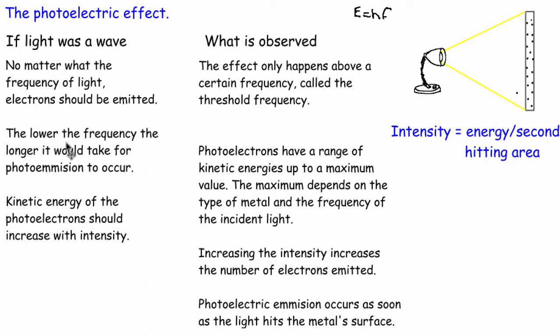If we did change the frequency, if we made the frequency lower, it simply would take longer for photoelectric emission to occur. And the kinetic energy should increase with intensity, and that makes sense if you think about it, because if we increase the intensity, we're increasing the amount of energy that's incident on this metal, and these electrons would gain more energy, and so they'd move faster. But this theory contradicts what's seen. So that was the big issue.